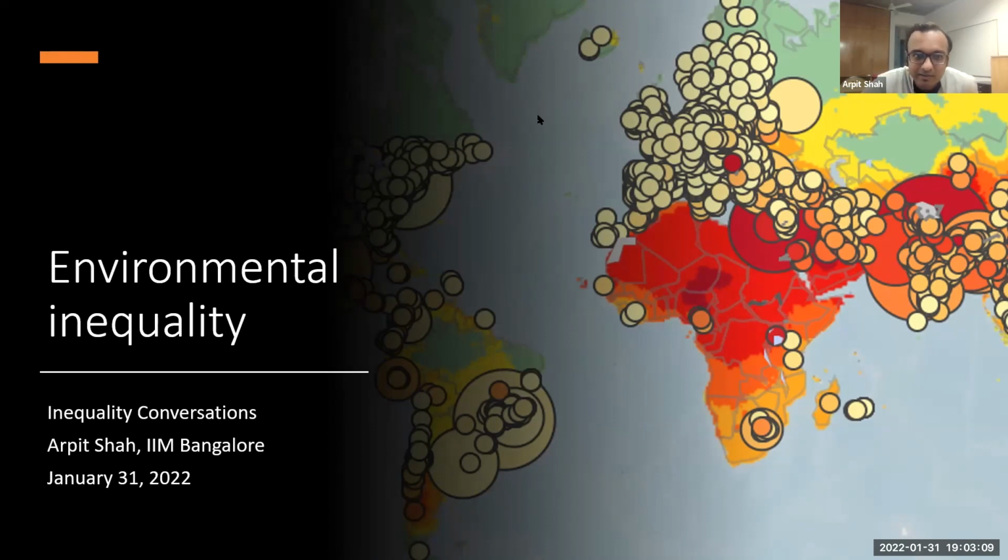I think the background image that I've used on this title slide shows environmental air pollution across countries. The red zones show locations with higher pollution, and greener is the location with lower air pollution. This is one form of environmental inequality, which is visually represented in this map. As you can see, Africa, parts of Asia, including India, are zones of very high air pollution. Europe, North America, much lower in terms of how exposed they are.